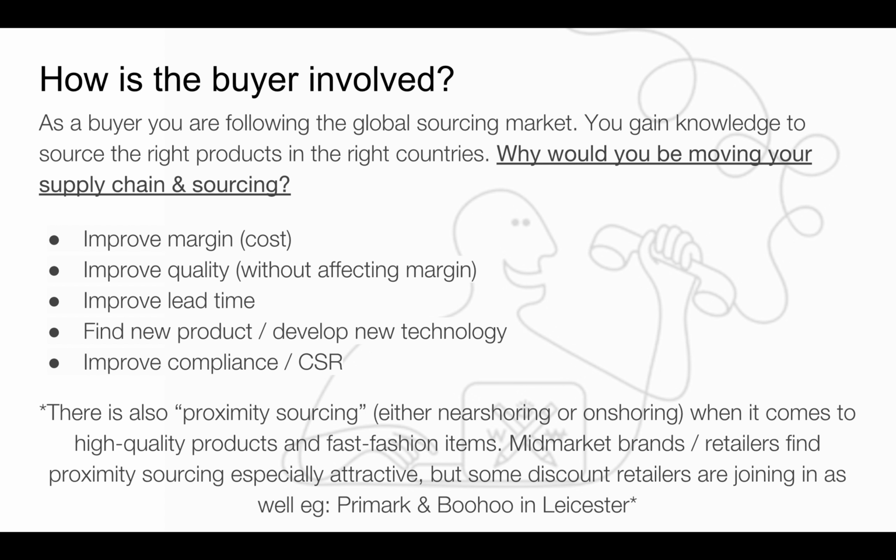There is also proximity sourcing, either nearshoring or onshoring, often called co-location when in the same place. And this is used when it comes to high quality products and fast fashion items. If you go to Make It British Live this week on Wednesday or Thursday, you'll see an example of what the UK can do in terms of manufacturing.